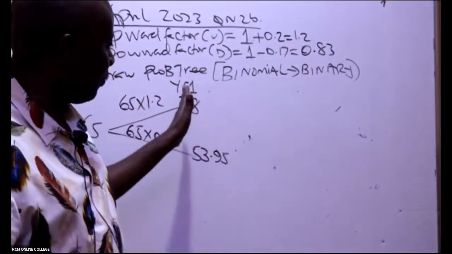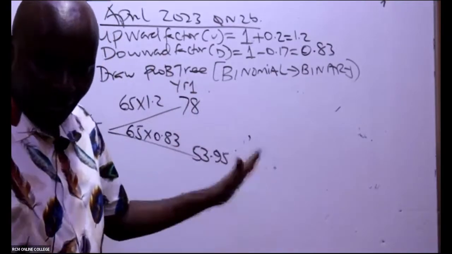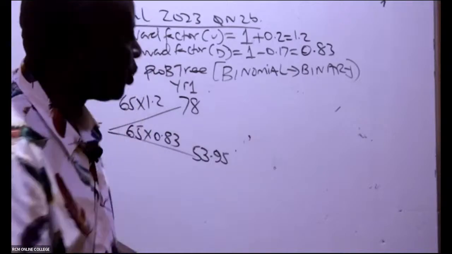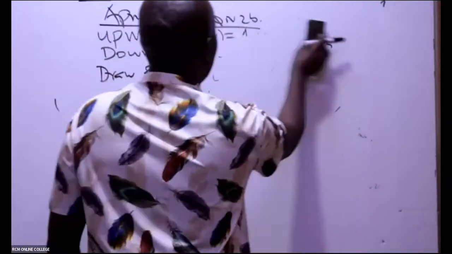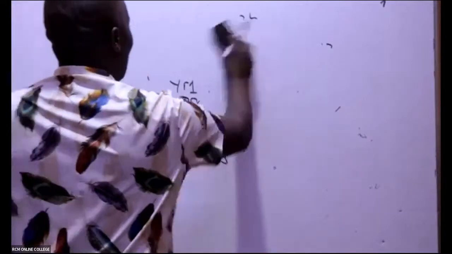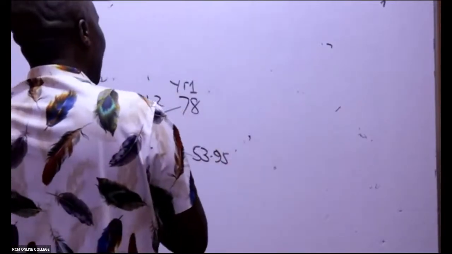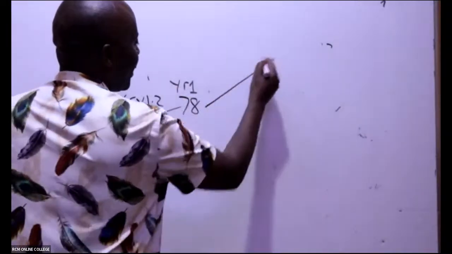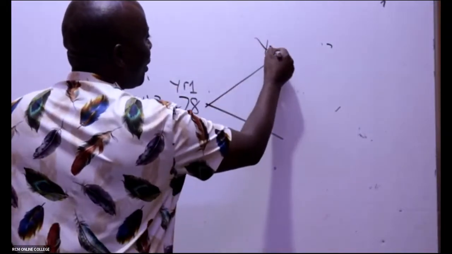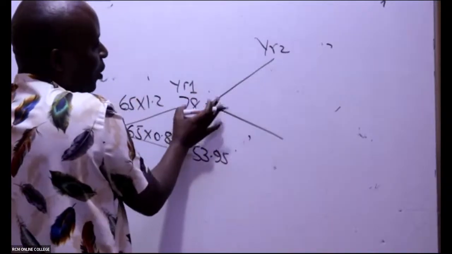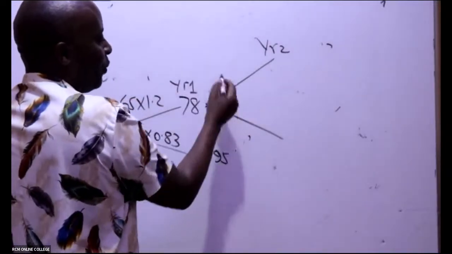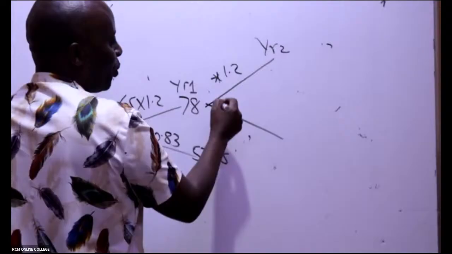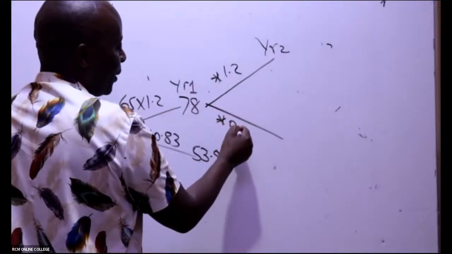So this is period 1. Then now we go to period number 2. So period number 2, there are 2 possibilities. If the price was 78, when we go to year 2, we could either again have this thing going up or down. So if it goes up, I multiply by 1.2. If it goes down, I multiply this by 0.83.